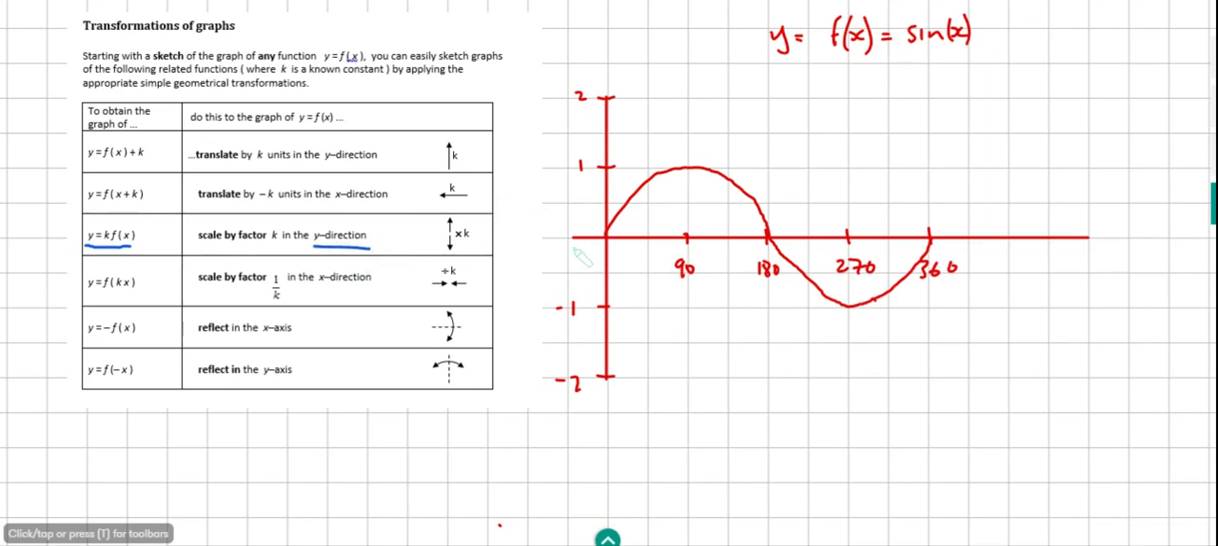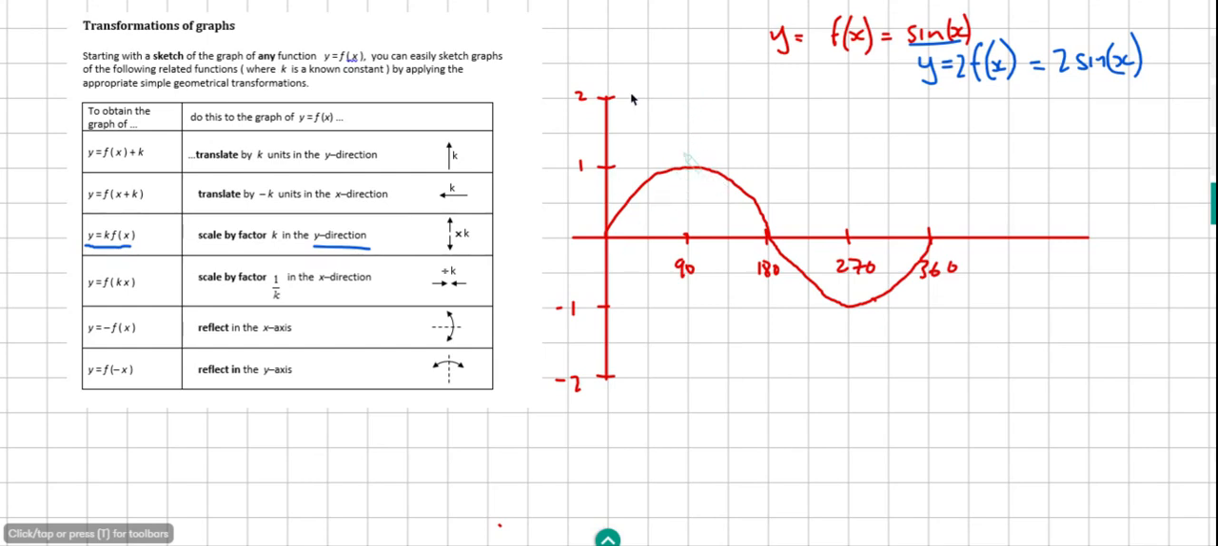So that means it would be basically a stretch in the vertical direction. An example of that could be if I wanted to draw the graph of, say, 2 times f of x, which in this case, since f of x is sine x, will be 2 sine x. And that's simply going to have the effect of doubling the amplitude for this graph.